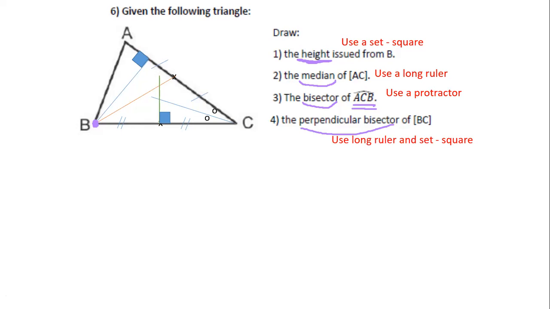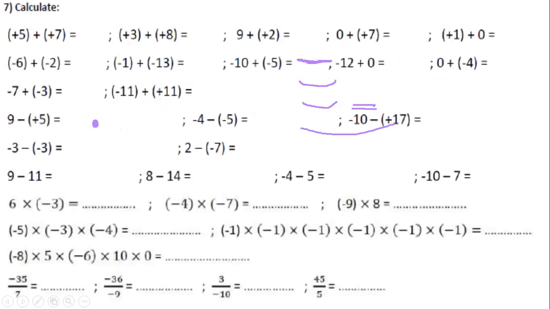As you can see, each line has a ruler to be used in order to draw it in a correct way. So to draw a height, we use a set square. To draw a median, we use a long ruler. To draw a bisector, we use a protractor. To draw a perpendicular bisector, we use both the long ruler and the set square. This is how we draw our special lines in any triangle. Please, again, practice this exercise. It's very important.